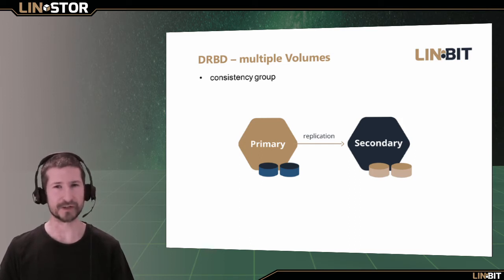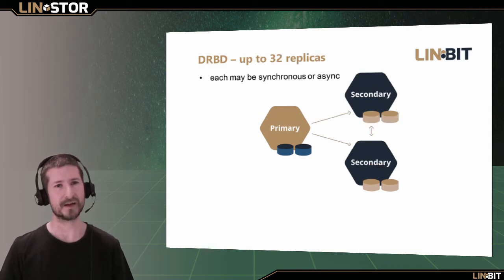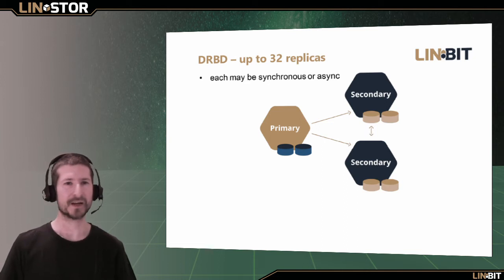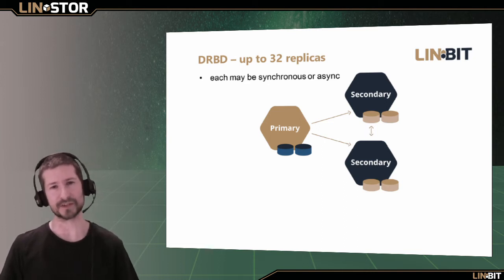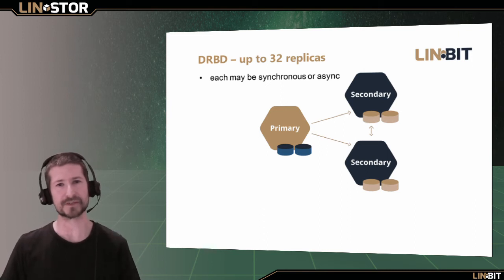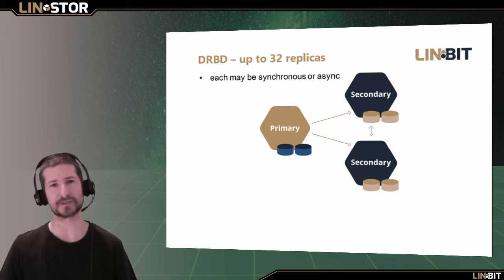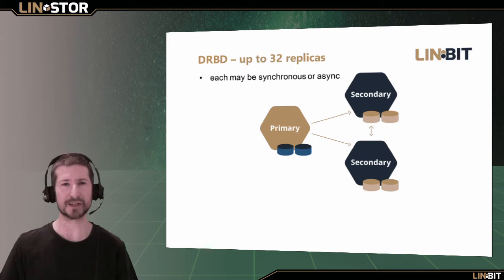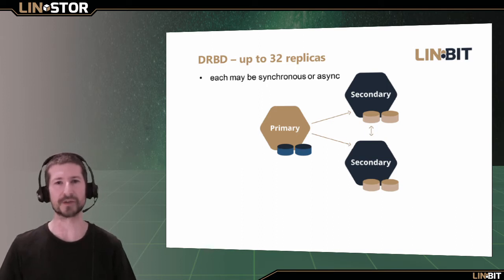That's also why we call it a consistency group. You can have up to 32 replicas per resource. You can have more than 32 nodes in a LINSTOR cluster, but at any point in time, a single resource will only be available on at most 32 nodes of that cluster. Other resources can be made available on different subsets of nodes of the same cluster.